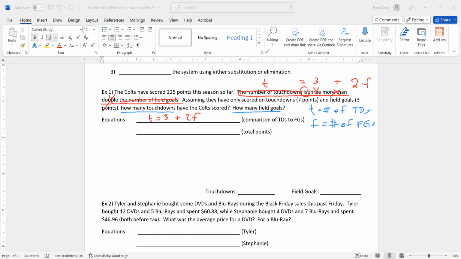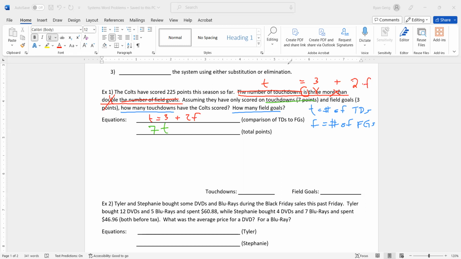Total points now. So we're going to look at an equation that talks about total points. Where does it talk about total points? Well, it talks about how many points a touchdown is worth, and it talks about how many points a field goal is worth. So a touchdown is worth 7 points. So 7 times the number of touchdowns. So if I score 3 touchdowns, 7 times 3, 21. I got 21 points from touchdowns.